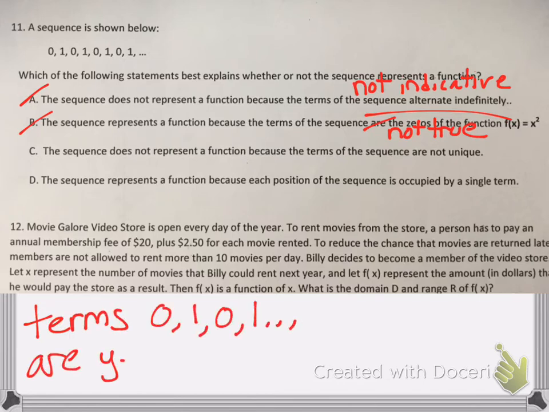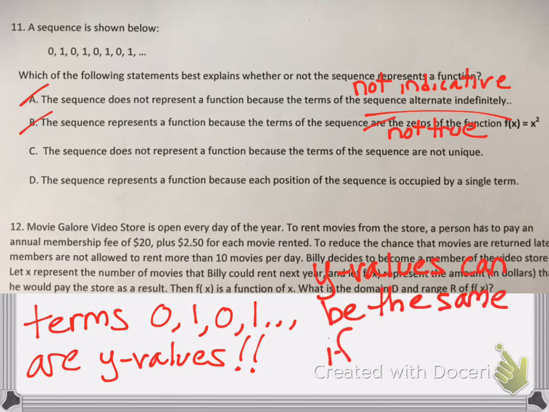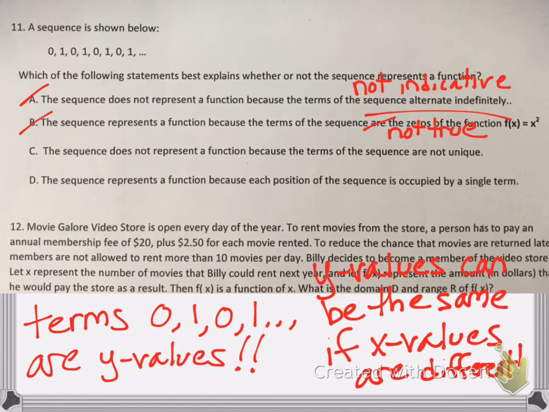Choice C is not going to be correct because your terms 0, 1, 0, 1 are actually y values. What you're reading in a sequence is an output, and the y values are your output values. X is your input, y is your output. Y values in general can be the same as long as your x values are different. It's bad if you have the same x value going with 2 different y values, but it's okay if different x values go with the same y values.